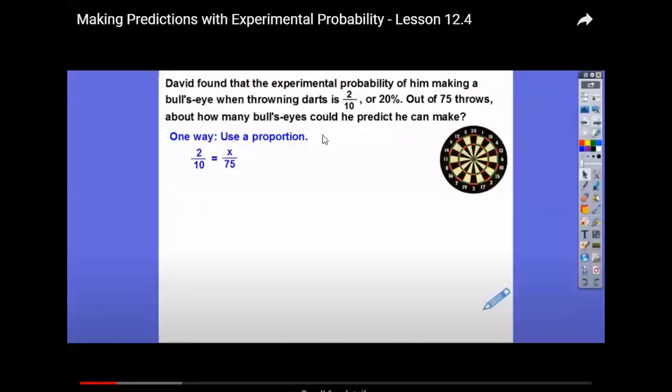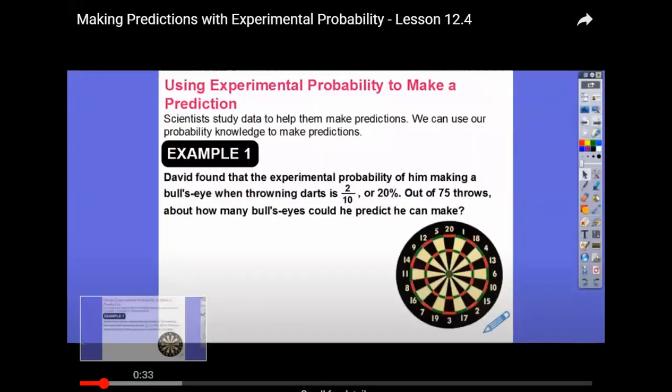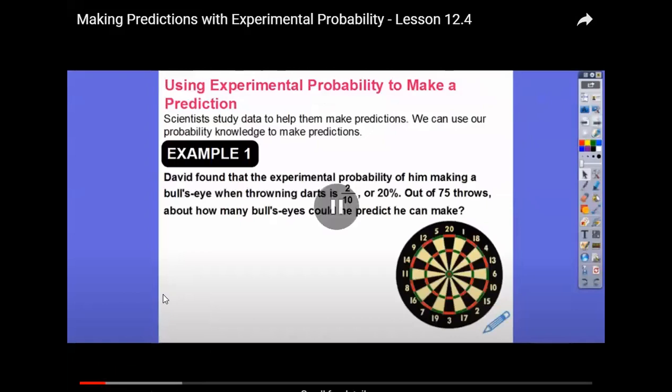Okay. So in this lesson, we are going to talk about using experimental probability to make a prediction. Do you know the meaning of the word prediction? And how we can use experimental probability to make a prediction? To predict something, to expect something to happen by using the probability, right? Yes, by using the probability.